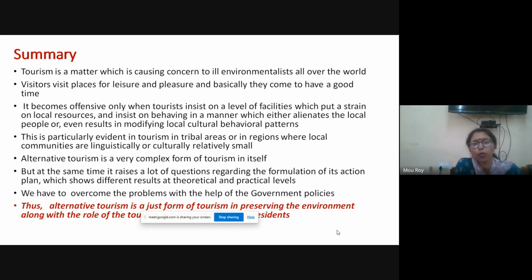It is a complex form of tourism in itself, but at the same time it raises a lot of questions regarding the formulation of its action plan, and we have to overcome these problems with the help of government policies. So alternative tourism is basically a form of tourism whose main ideology is to preserve the environment along with the role of local tourist residents.